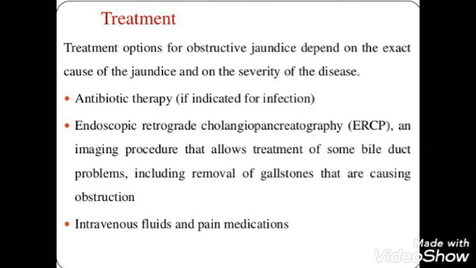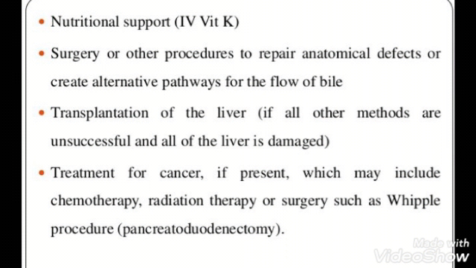Treatment options for obstructive jaundice depend on the exact cause of the jaundice and on the severity of the disease. Antibiotic therapy is given. Endoscopic retrograde cholangiopancreatography, that is ERCP, is an imaging procedure that allows treatment of some bile duct problems, including removal of gallstones that are causing obstruction. Intravenous fluids along with painkillers and adequate hydration are given before the surgery.